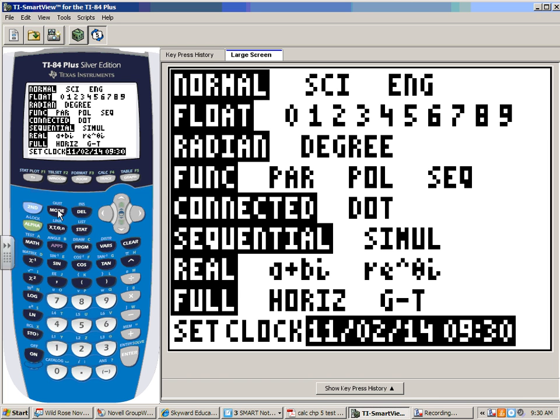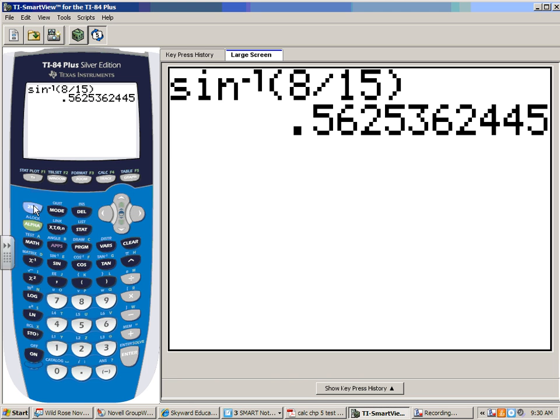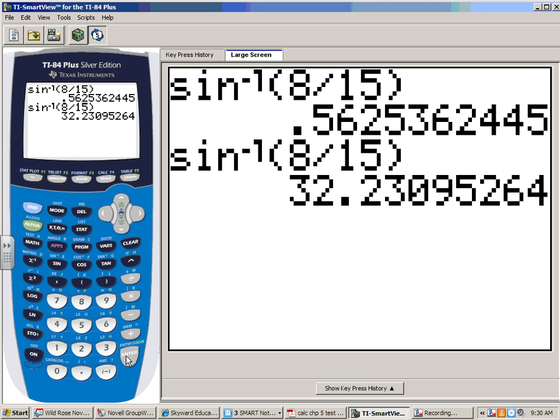Am I in degrees? Am I in degrees now? Does that look a little bit more like what you got? Yeah. And where does it tell us to round in our problem here? Round to the nearest tenth. So if we had to round this, it'd be 32.2 degrees.